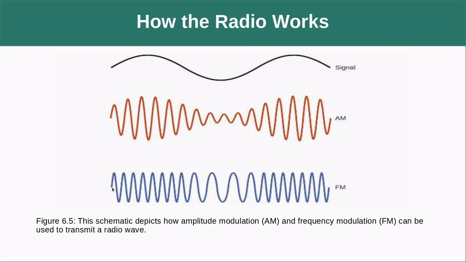With frequency modulation, what I'm doing is changing the frequency. So as the signal goes up and I want to have a higher signal, I increase the frequency. As the signal goes down, I decrease the frequency and then back up again over here. Both of these have their upsides and downsides, and that's why we still have both AM and FM radio.